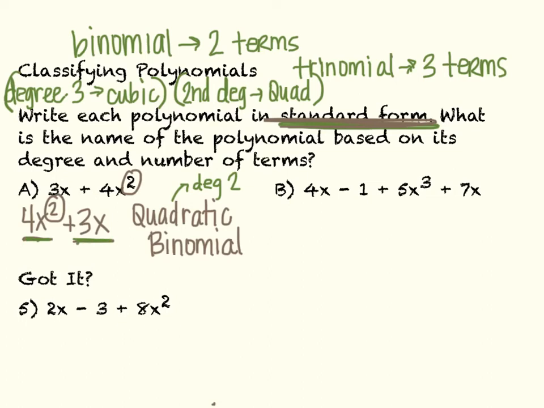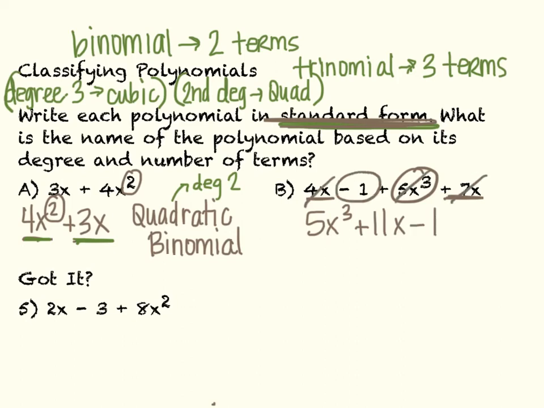Okay, B, highest degree first. So that's going to be this one first. 5x cubed. Then the next highest, which is this and this. So what's 4x plus 7x? It's 11x. Then the only thing you have left is that minus 1 right there, so you put it on the end.